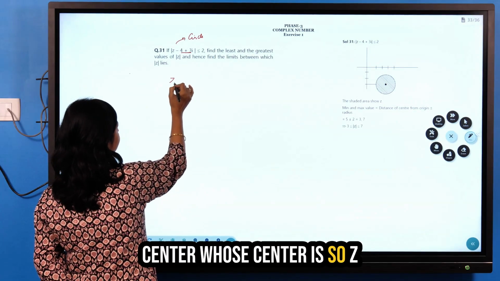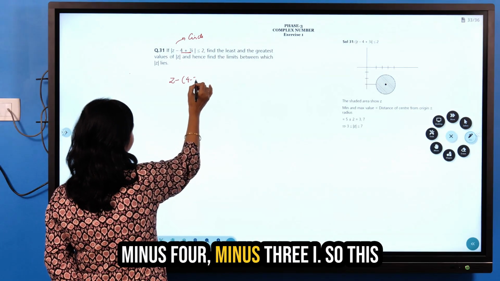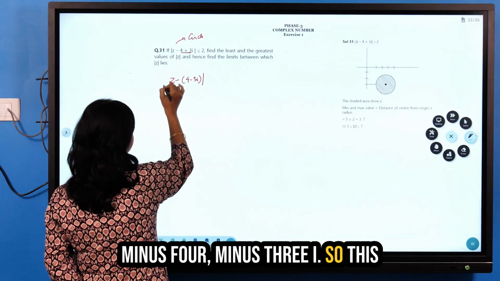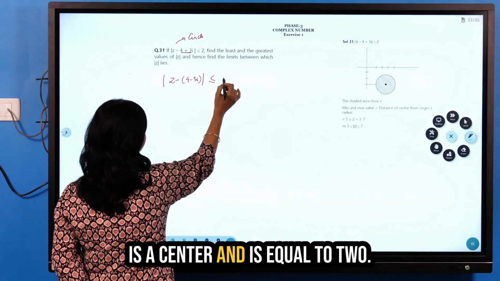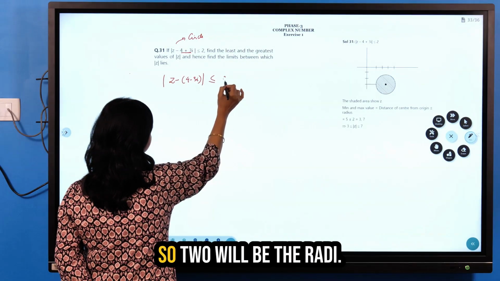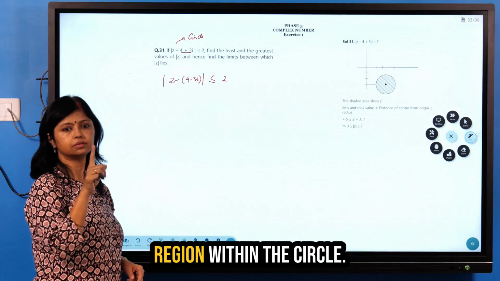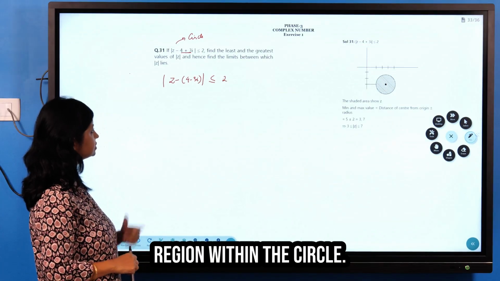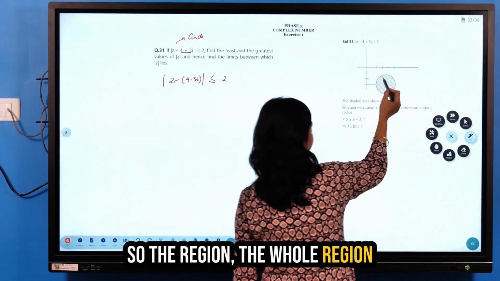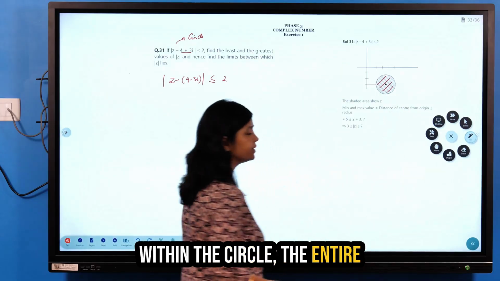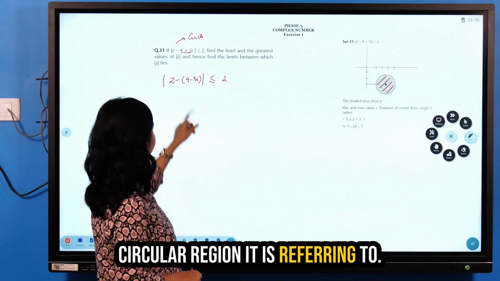It is nothing but a circle whose center is, so z minus (4 minus 3i), this is the center and it is equal to 2. So 2 will be the radius. So this is nothing but the region within the circle. The whole region within the circle, the entire circular region it is referring to.